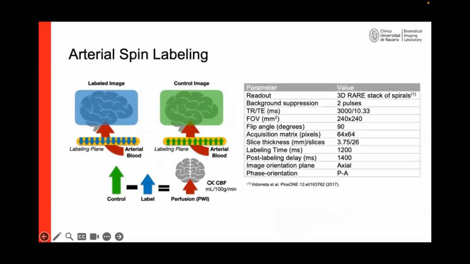Are you seeing the slides flowing? Because I think I'm stuck in the first one. No, they are moving. Okay, perfect.